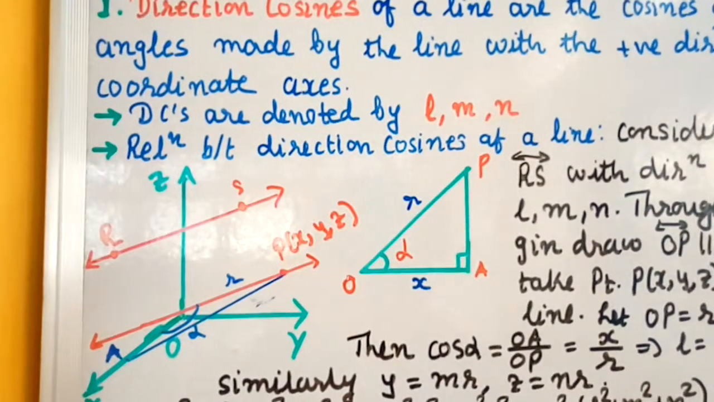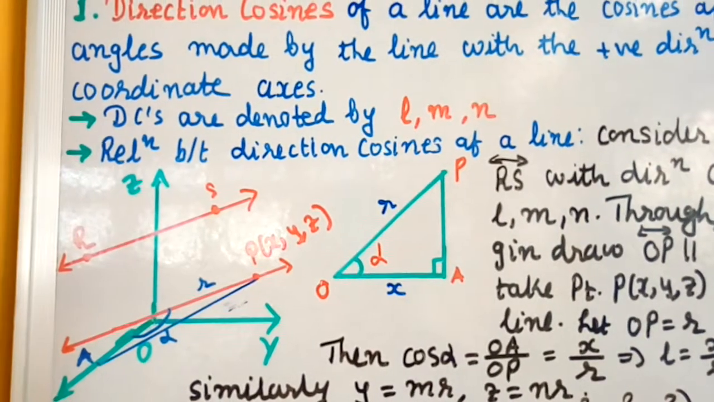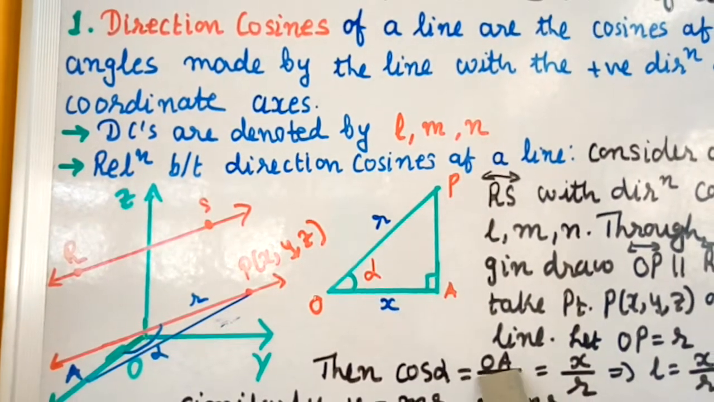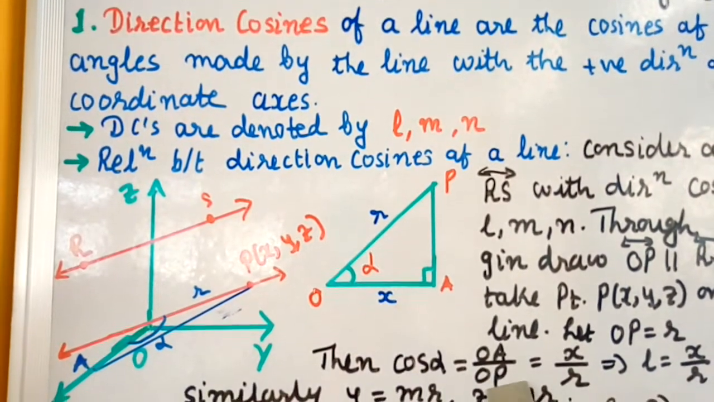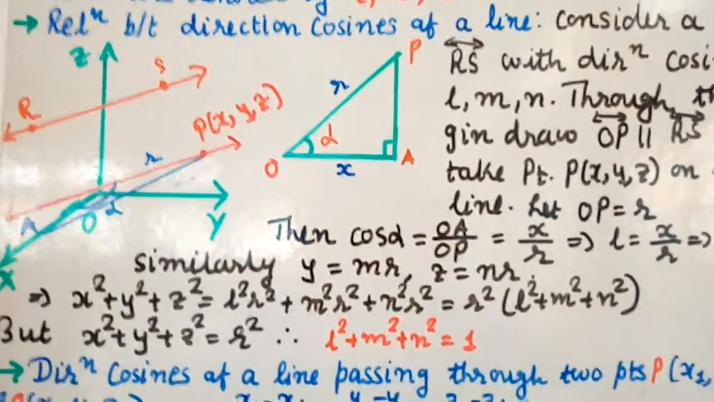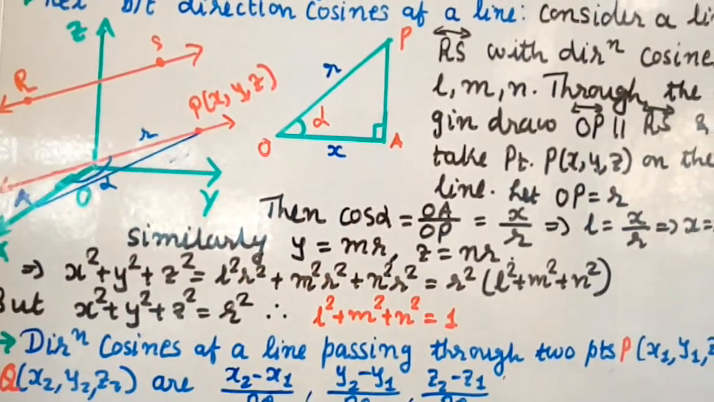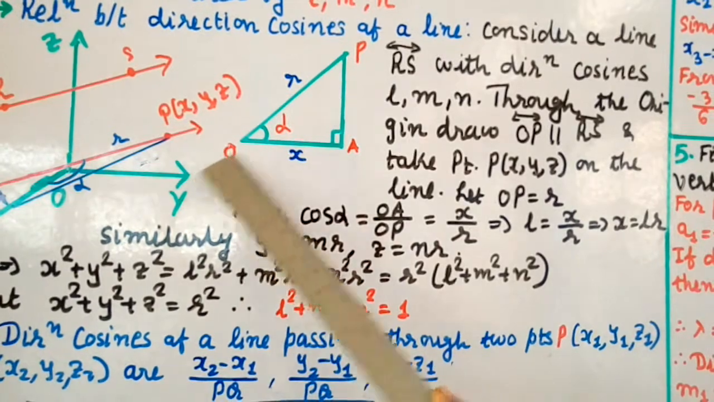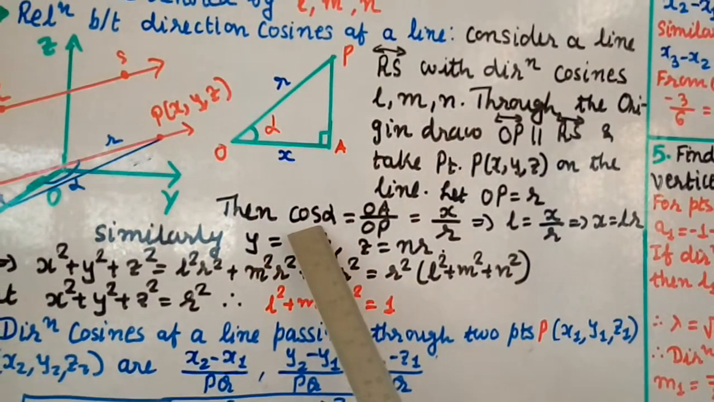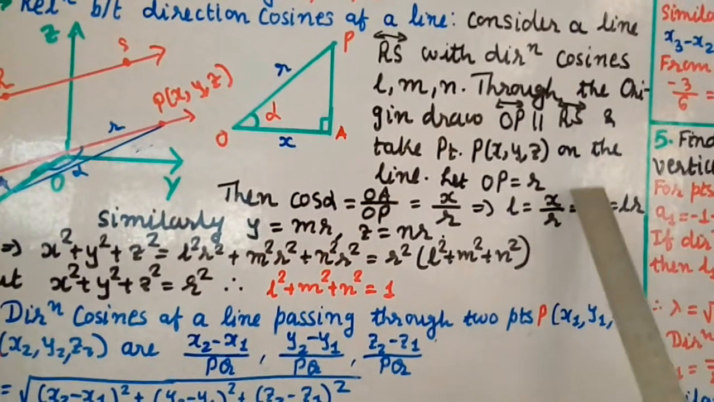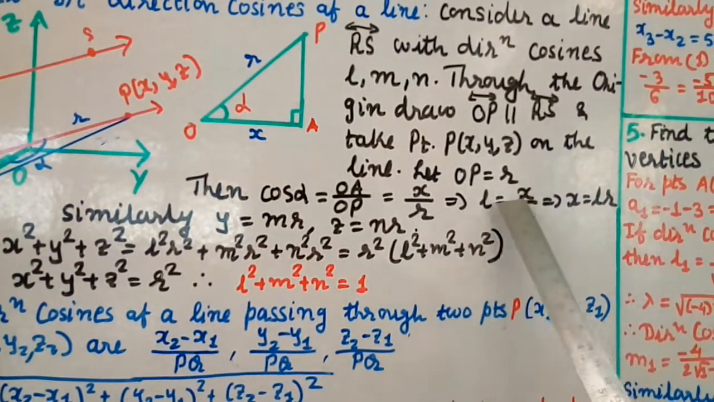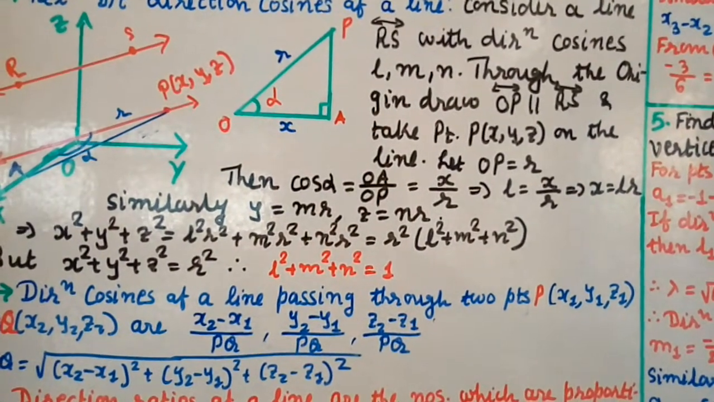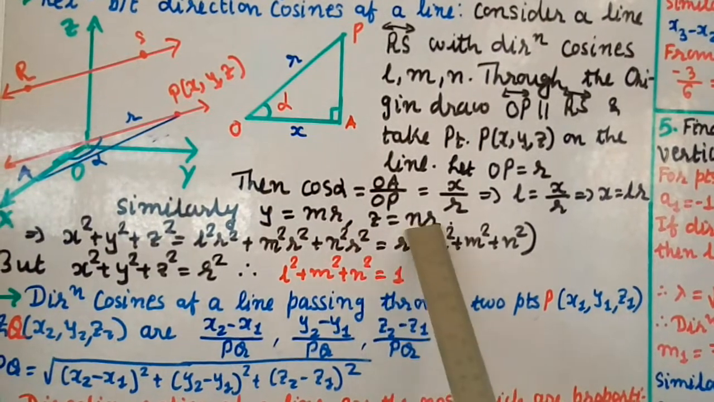In this triangle we apply the trigonometric ratio for cos alpha. Cos alpha is the adjacent side divided by the hypotenuse. The adjacent side is OA and the hypotenuse is OP. So applying the trigonometric ratio in triangle AOP, cos alpha equals OA by OP. OA is x and OP is r. Now cos alpha is the direction cosine, so l equals x by r. Transferring r, x equals l times r. So this is the x coordinate of the point P. Similarly, we get y as m r and z as n r.